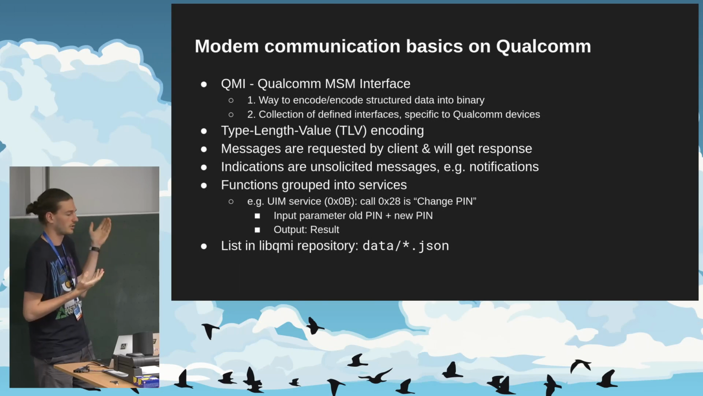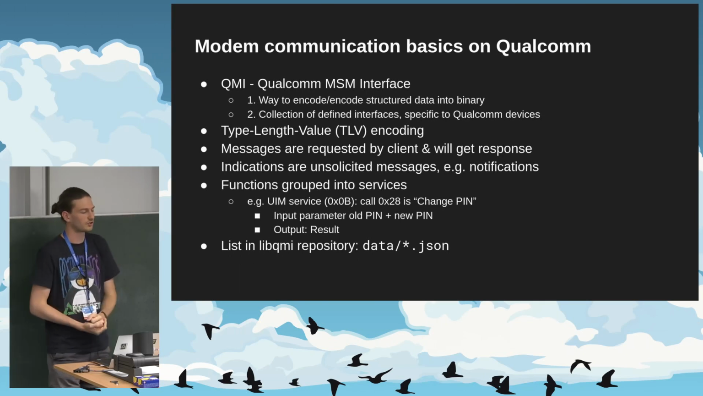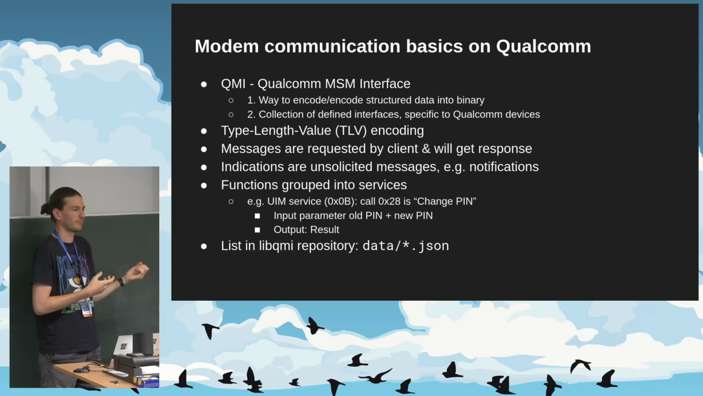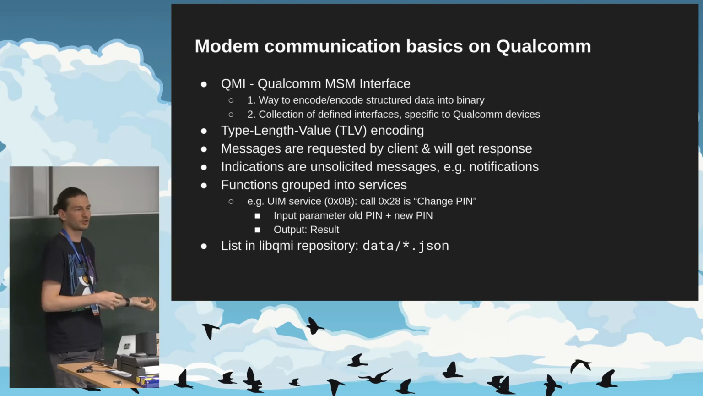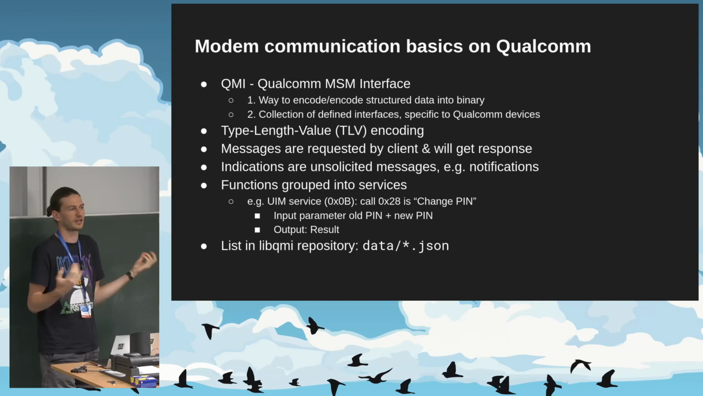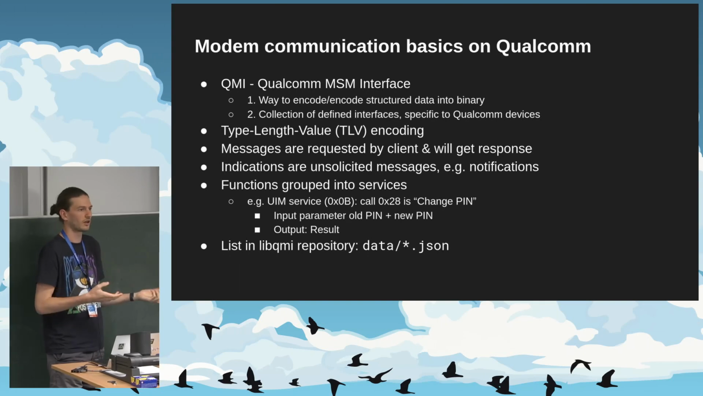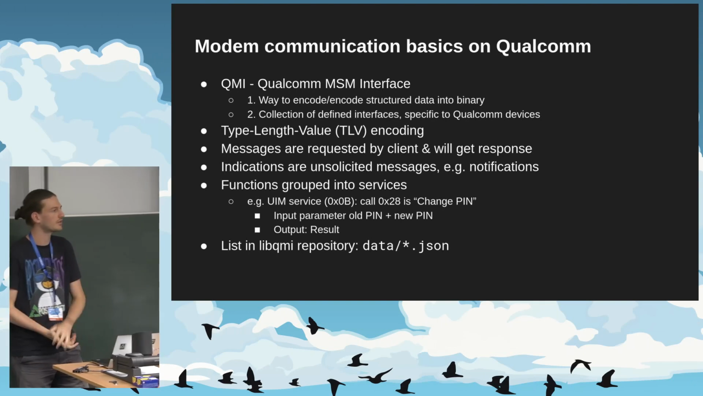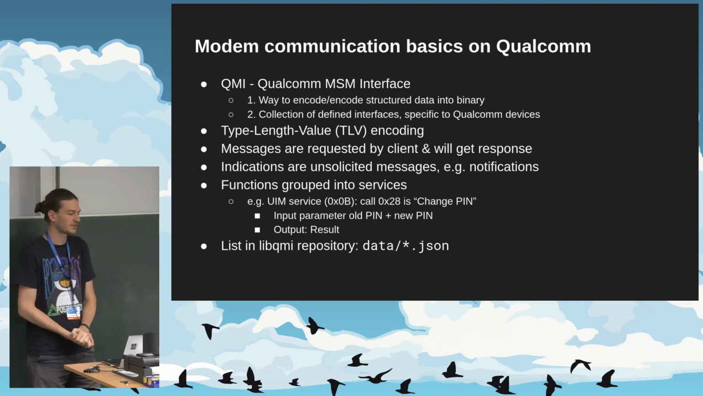For example, call number 0x28 is change PIN, and as input parameters this call, which is statically defined essentially, like an interface, takes the old PIN from the SIM card and the new PIN you want to change it to, plus a few other things. As an output you get the result, whether the change was successful, and a few other things back. If it wasn't successful, you get back how many tries you have left, and things like this.